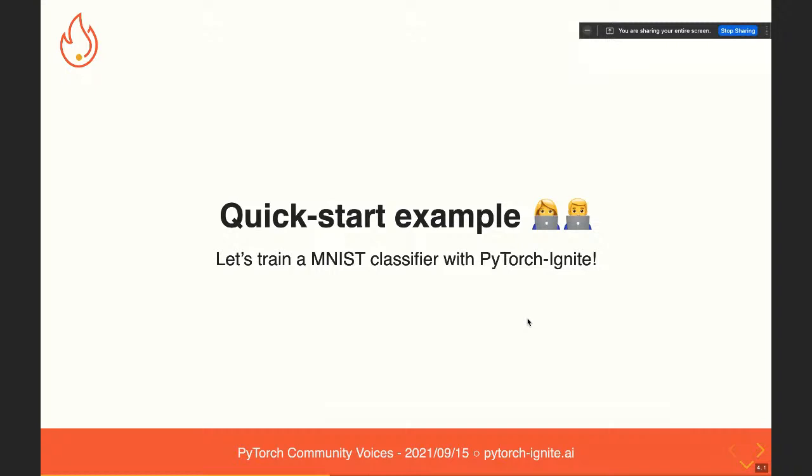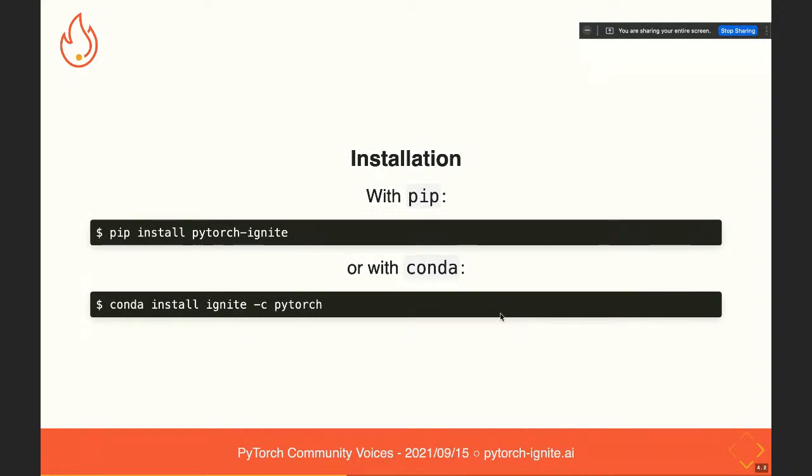So now let's just take a look at a quick start example. So how to train yet another MNIST classifier, but with PyTorch-Ignite. So how to install the library? It's rather simple. So pip install pytorch-ignite. If you're using Conda, you can do it like that.